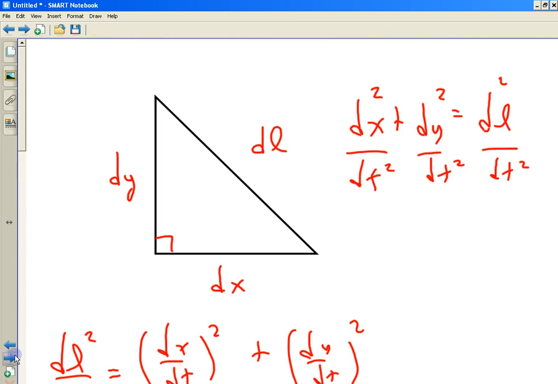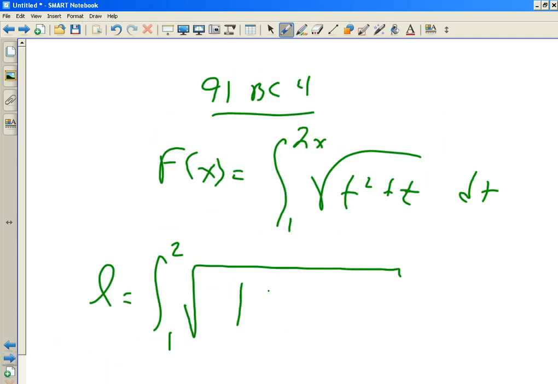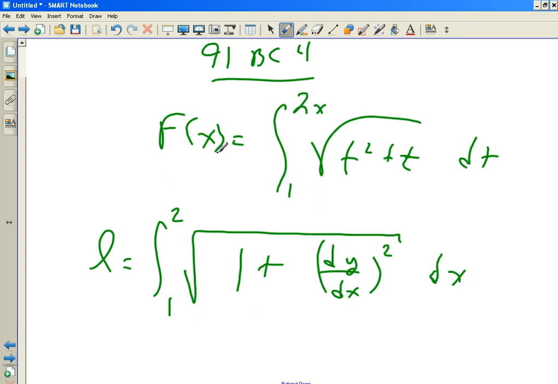Okay, so I'm going to do that. 1 plus the derivative, that's a dy dx. We've done this. I can't do a y. What's going on with the y? It's just y. Squared dx, okay? So if you have y as a function of x, take its derivative and integrate with respect to x, right? Well, this is y as a function of x. I need its derivative. What's f prime?